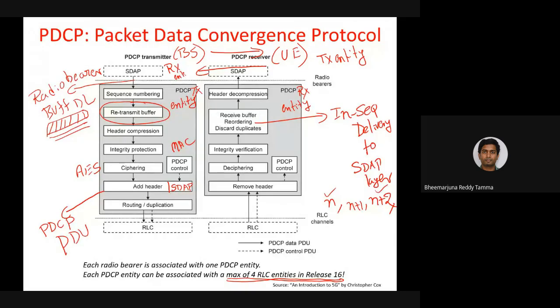So you can assume that we have one instance of PDCP transmitting entity and one instance of PDCP receiving entity at both the base station and at the user equipment for the radio bearer that it is part of. So that is the case.